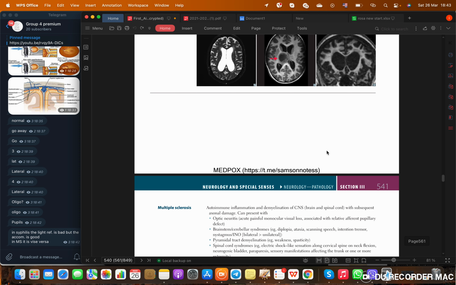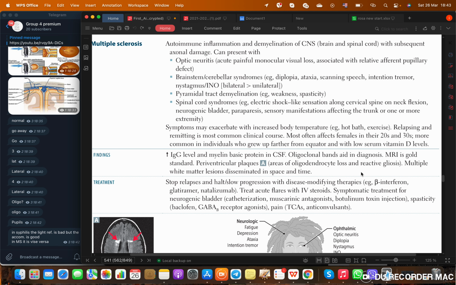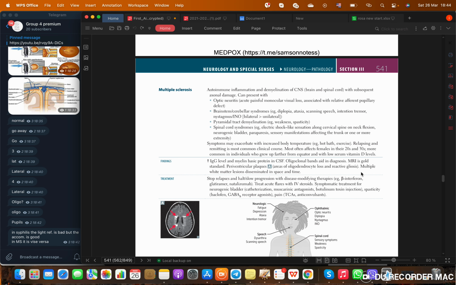So the next thing about MS, pyramidal tract demyelination will lead to weakness and spasticity in the patient. Remember the pyramidal tract, what was the function of the pyramidal tract? Which tract are we speaking about? Pyramid.